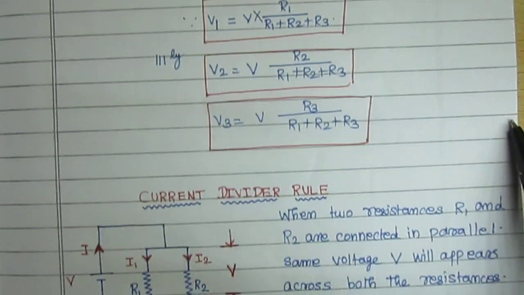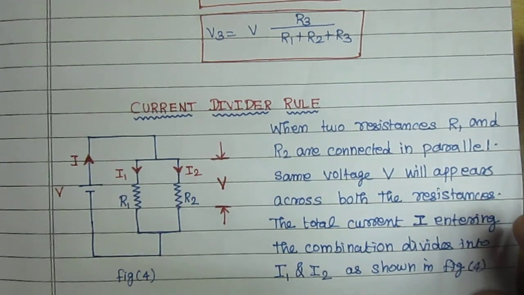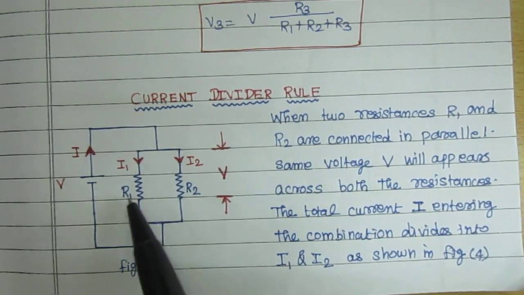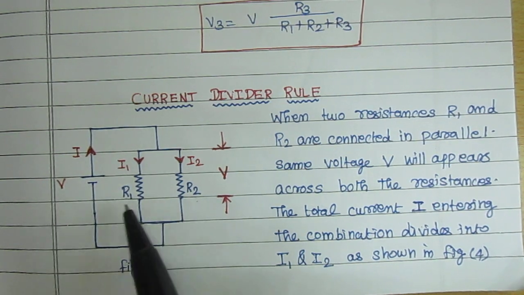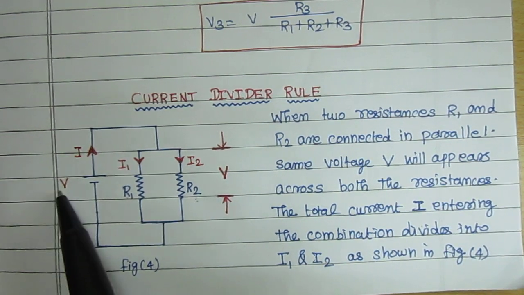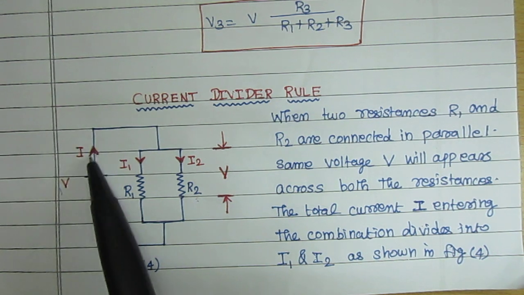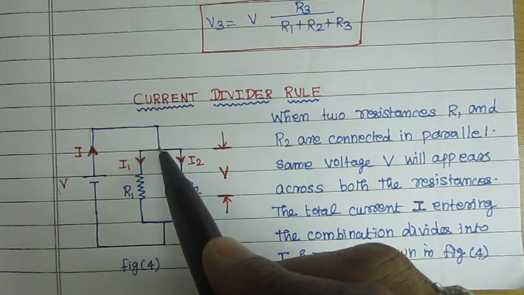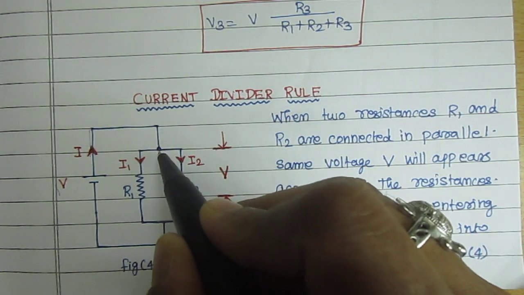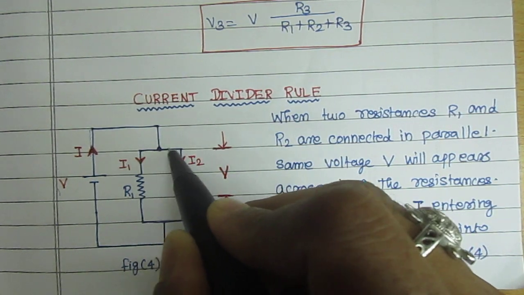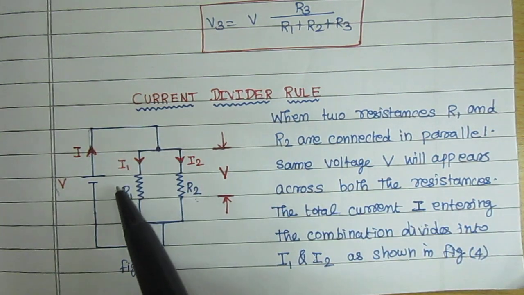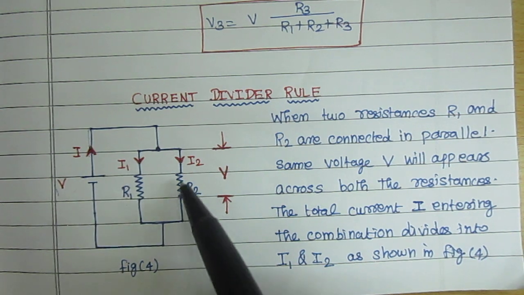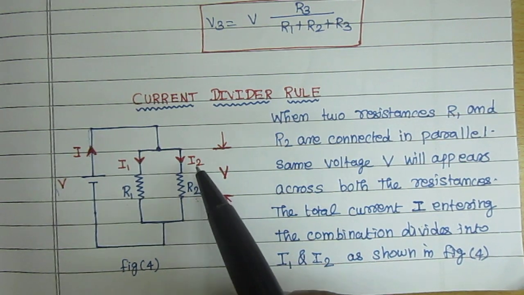Now we are stepping into the current divider rule. In this current divider rule, we have two parallel resistors, R1 and R2, and the total voltage is V and the total current is I. Whenever the current flowing in this branch comes to this junction or node, it is divided into two branches. In the R1 branch the current flowing is I1, and in the R2 branch the current flowing is I2.